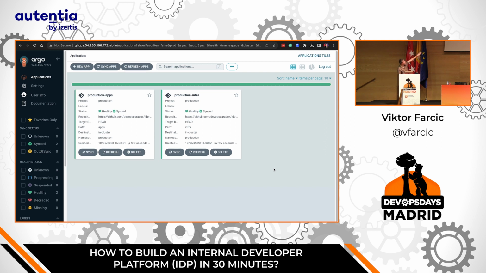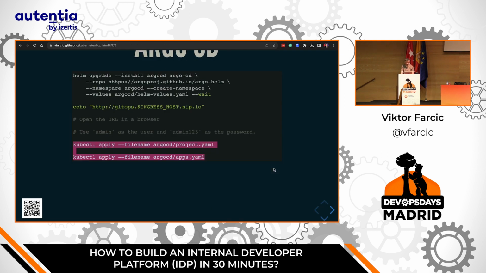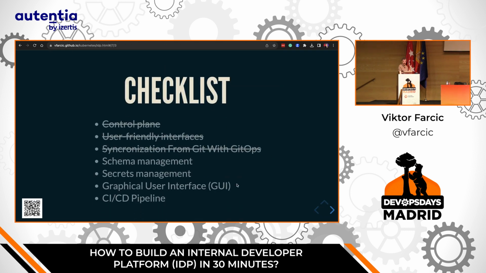I have two applications now, production infra, production apps. They're monitoring Git repositories and they're waiting for me to push something over there, right? So cool, so far so cool. I figured out how to synchronize, how to manage my system, right? And I'm gonna manage it by pushing things to Git, period, nothing else.